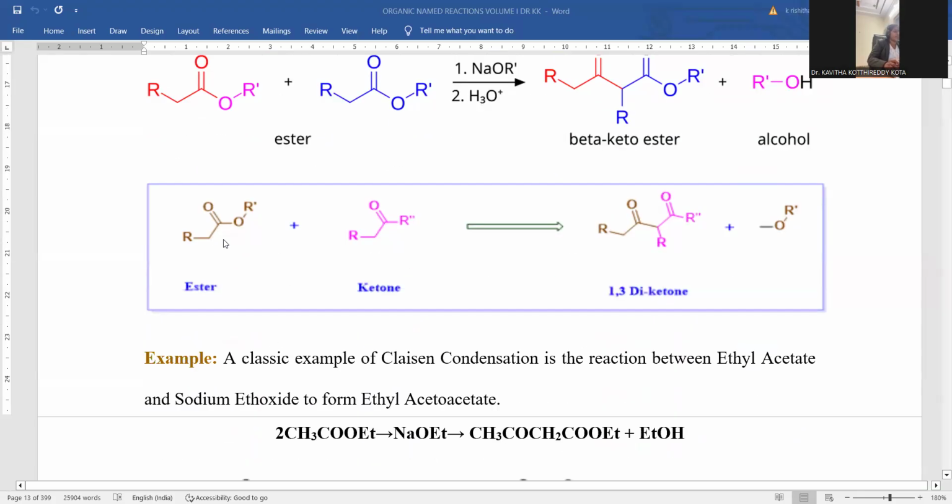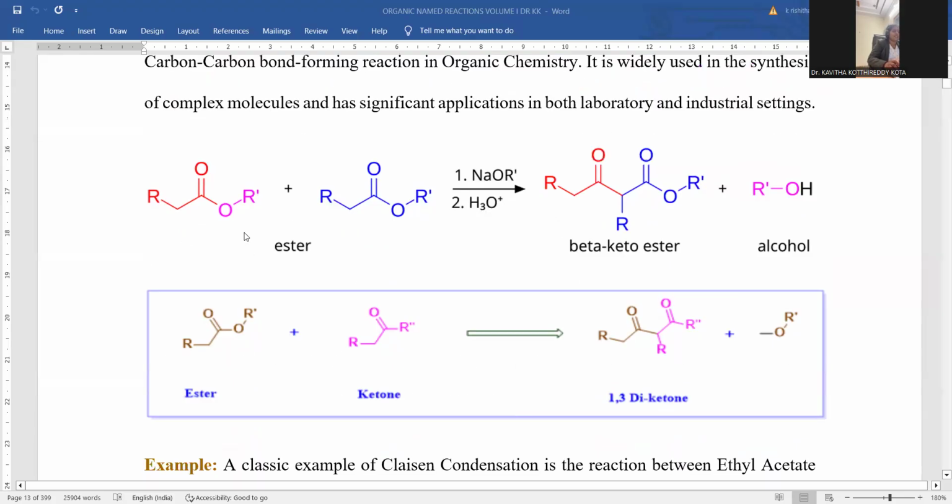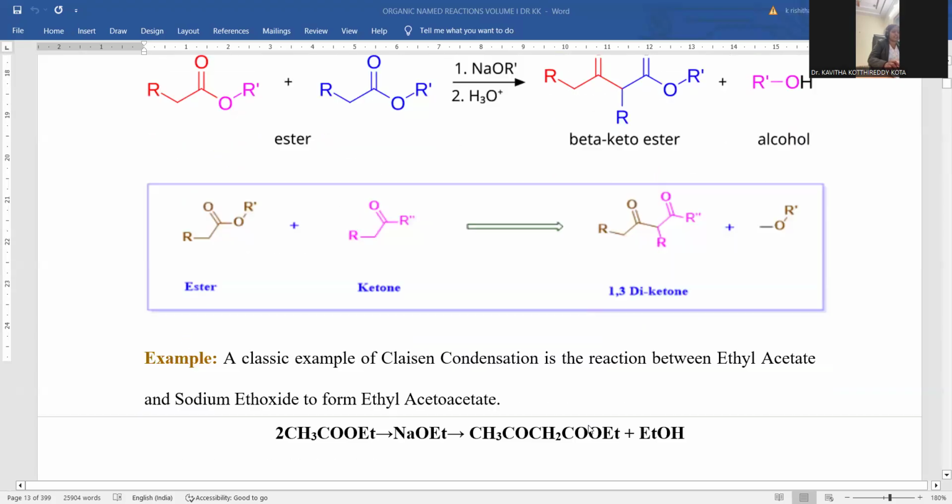So you can simply observe the reaction. This is the kind of ester. Alternatively, a ketone can be taken as the alternative reagent for the condensation. The formation of a diketone is also a possibility. So this is the way Claisen condensation gives rise to either a beta keto ester or a 1,3-diketone as the final product.